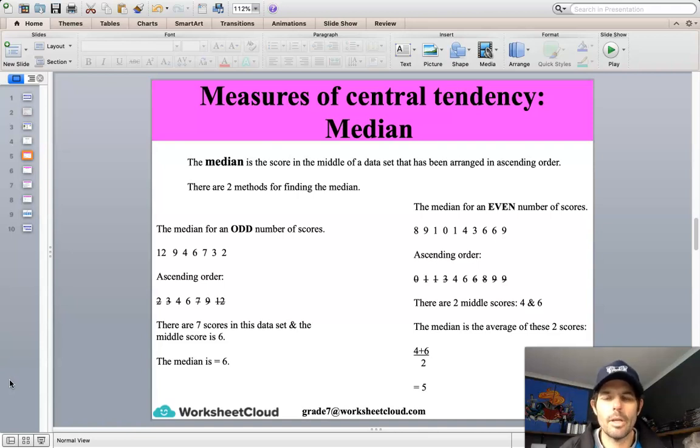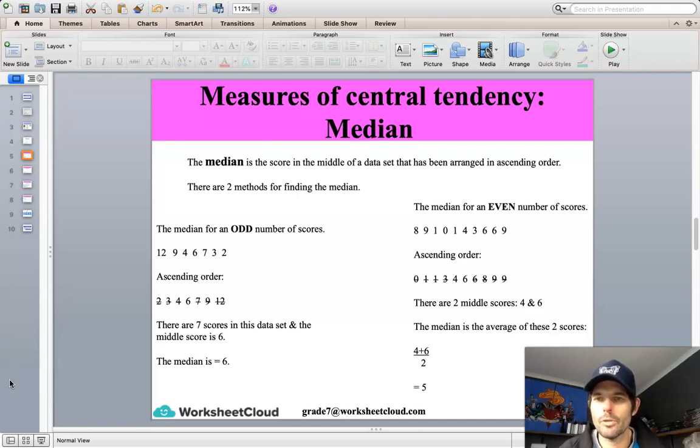So that second part of that sentence about being arranged in ascending order is really, really critical, because quite often, and you'll see in the examples that we're going to do, the data set or the numbers given to you are in no particular order. Now, there are 2 methods for finding the median. So we're going to have a look at the method on the left-hand side first, and that is the median for an odd number of scores.